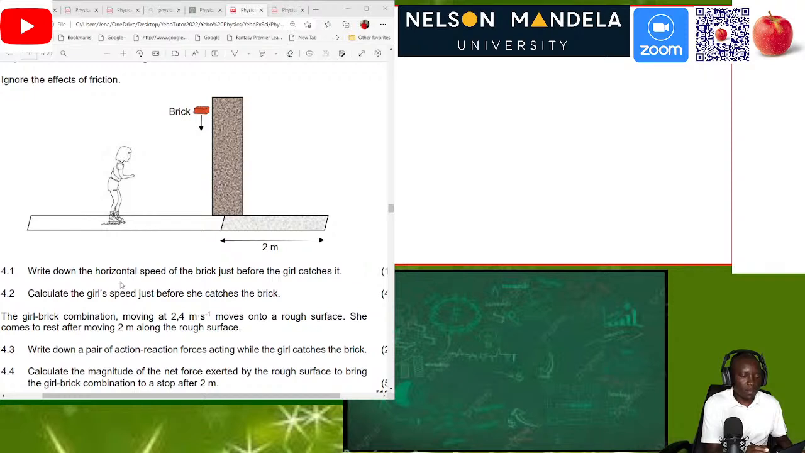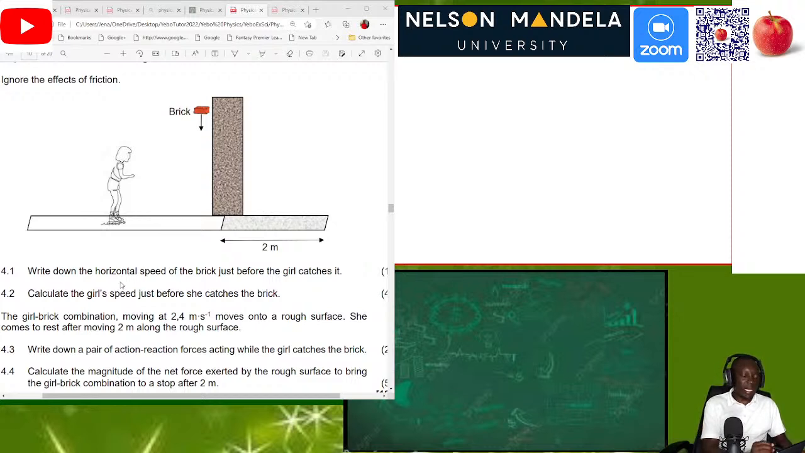Okay, so the momentum before collision, before the brick and the girl are in contact, should be the same as the total momentum after they are in contact. And this total initial momentum is the mass of the girl times the velocity of the girl plus the mass of the brick times the horizontal velocity of the brick.